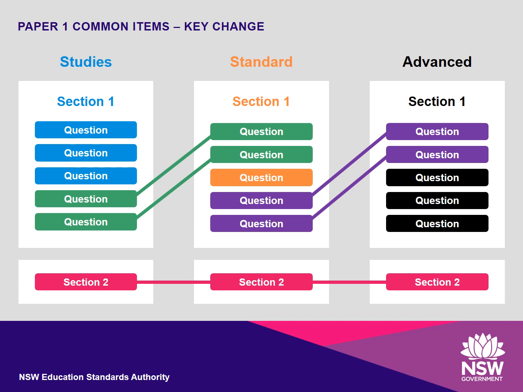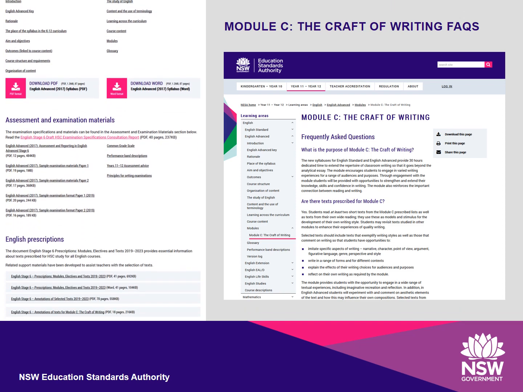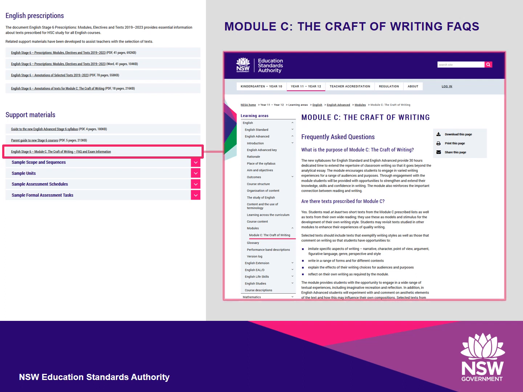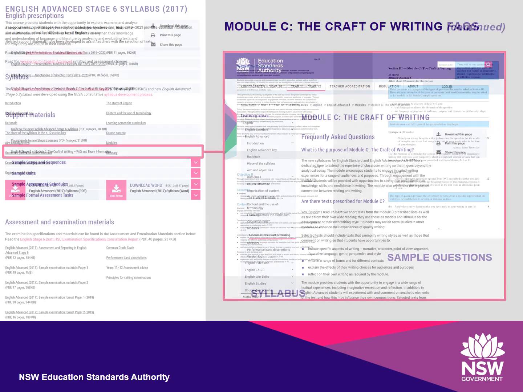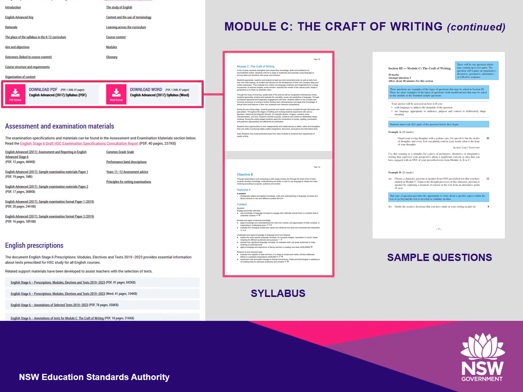It is important to note that this is an example only. This may vary slightly from year to year, but will always align with the exam specifications. The Module C FAQ document is located under Support Material. It provides information about teaching the module and how it will be examined. Please read this document in conjunction with the module description, syllabus content, and sample questions. Here is a reminder of where to find the Module C documents on the website.